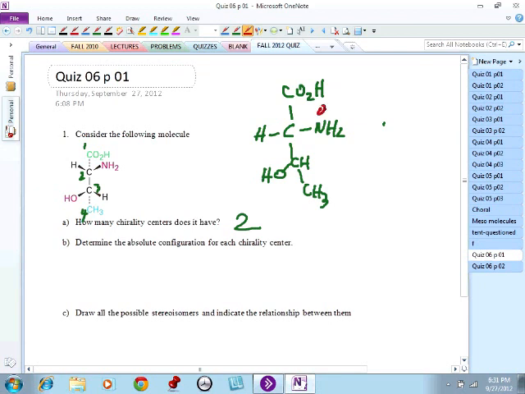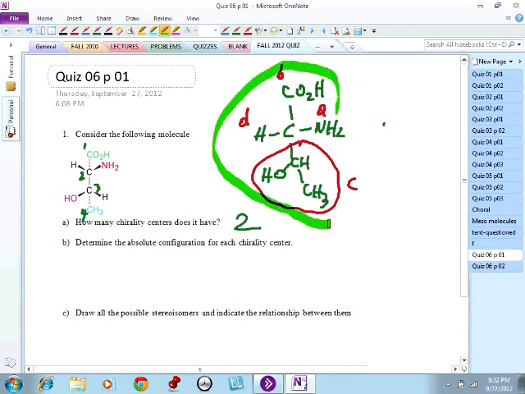What is A? Priority A, okay. B? Which one? Okay. Exactly. The carboxyl group. And then C is this group here. This is C. And of course this is D. Hydrogen is D. So now we want to make our motion from A to B to C. Ignore group D.